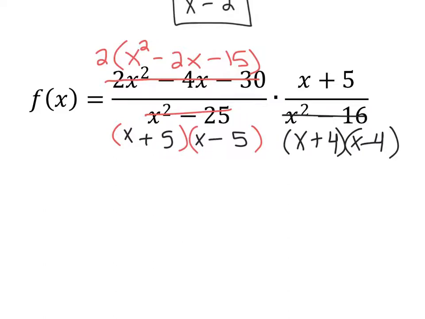Now I have one more thing I have to factor, and then I'm actually going to rewrite this problem because it is a little bit overwhelming looking at it like this. My first numerator, I want to factor this into 2 parentheses that multiply to give me negative 15, but add together to give me negative 2. So what are 2 numbers that multiply to negative 15, but add to negative 2?